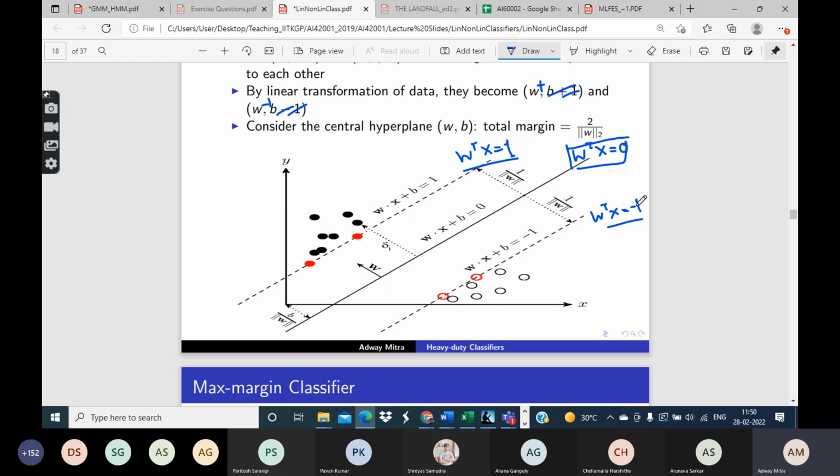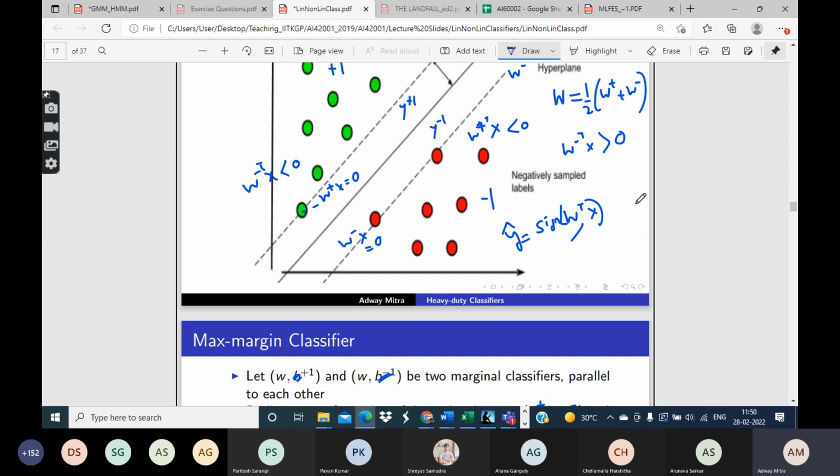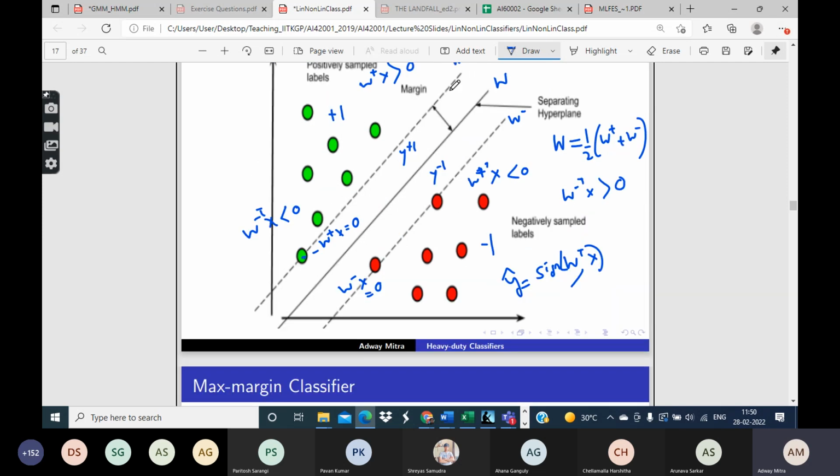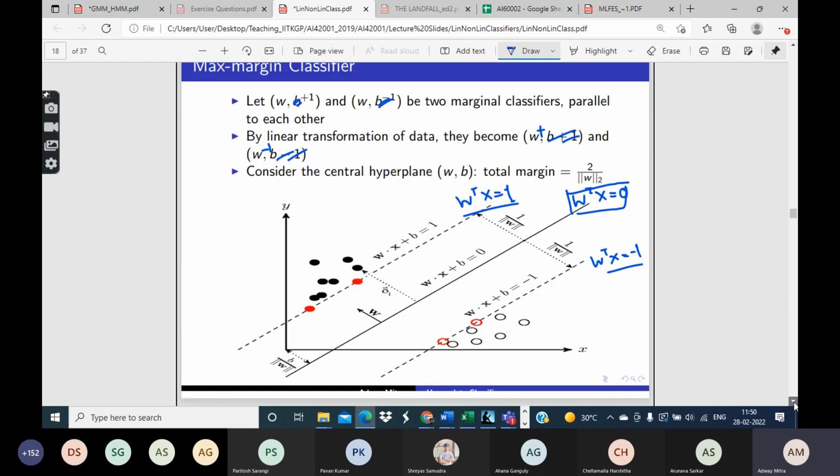Now, how did that happen? Here, I did not say anything like that. I just said that these are parallel lines. I only said that W is one line. Parallel to that, I have drawn a marginal classifier on this side and a marginal classifier on this side. This one I was calling W plus, and this one I am calling W minus.